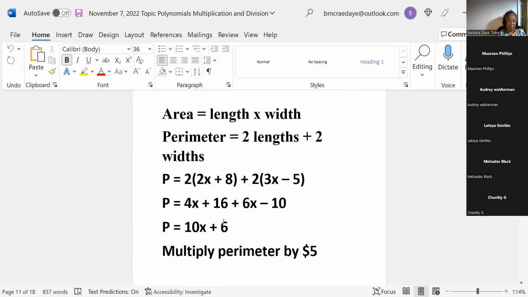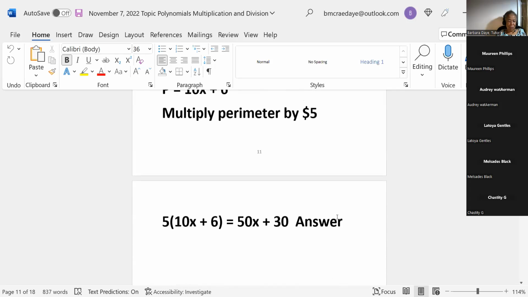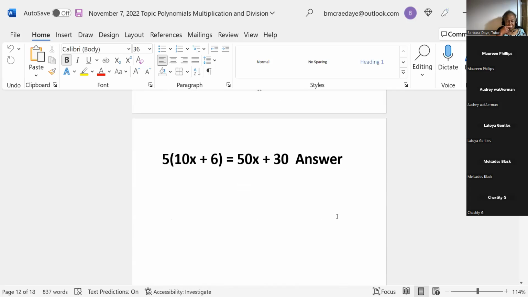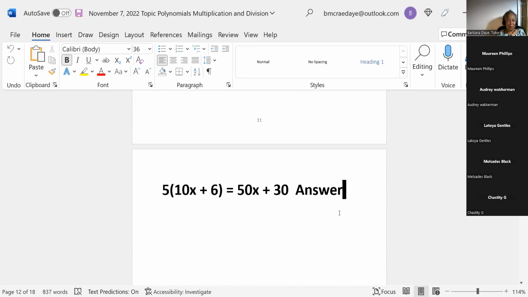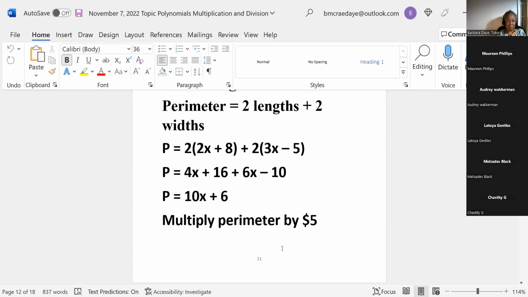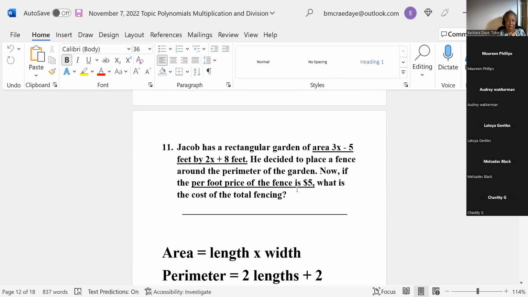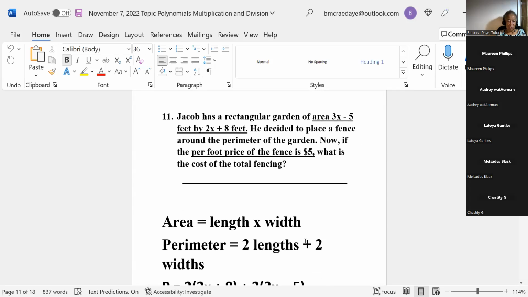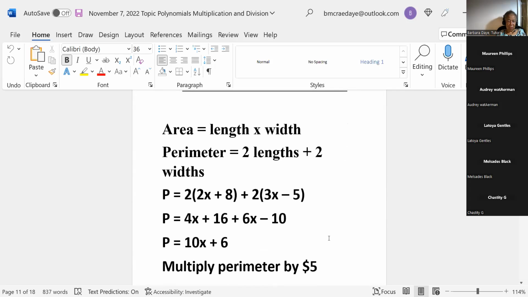Perimeter is $5 per foot. $5 times the perimeter will give you your answer. Questions? No, Miss. What's the answer? 50x plus 30. Okay. Plus the number 8. They gave you the area so you'll know the length and the width, because perimeter is the sum of the 2 lengths and 2 widths.